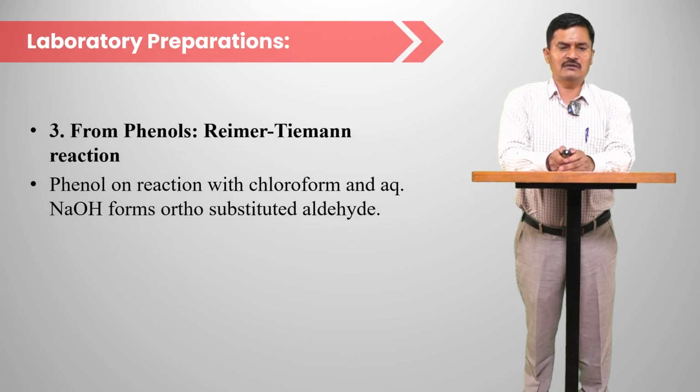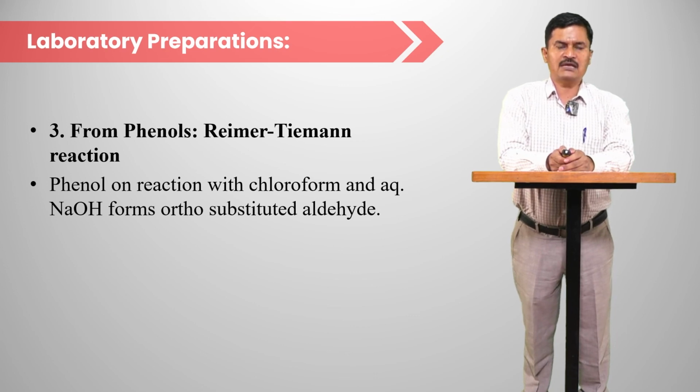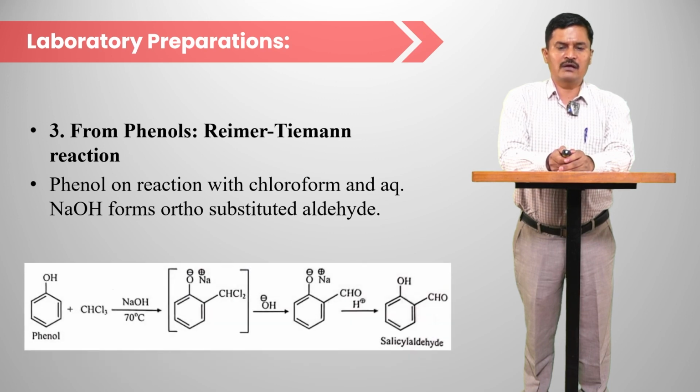Another laboratory preparation is from phenols, using the Reimer-Tiemann reaction. The Reimer-Tiemann reaction is especially useful for the introduction of a carbonyl group, an aldehyde CHO, at the ortho position with respect to the OH group. So phenol on reaction with chloroform in the presence of aqueous NaOH forms an ortho-substituted aldehyde. Here there is formation of only the ortho product.